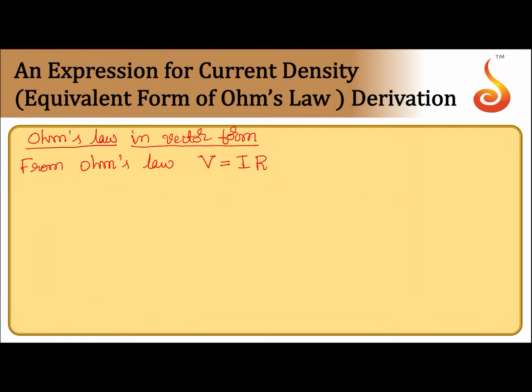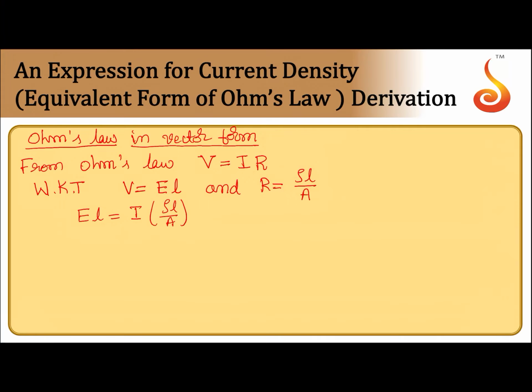So we know that if L is the length of the conductor, then V can be written as E into L, and the resistance of the conductor can be written as rho L by A, where rho is resistivity and A is the area of cross section of the conductor. Substituting these two in the Ohm's law equation, what we get is E into L is equal to I into rho L by A.